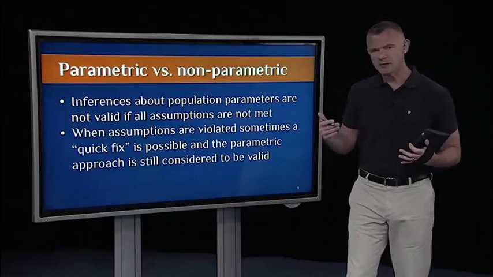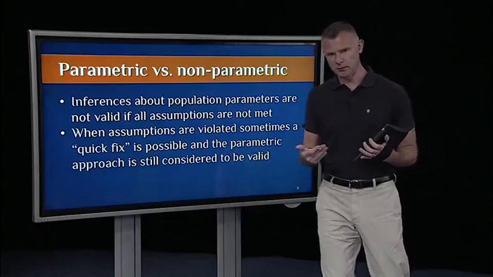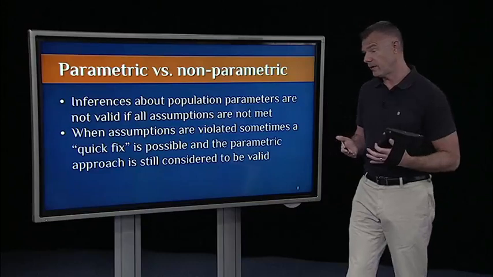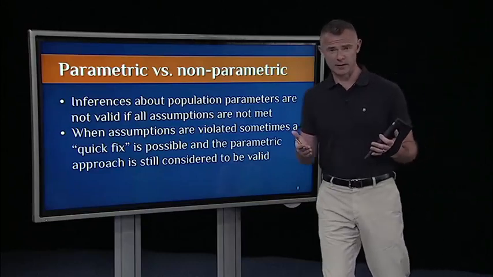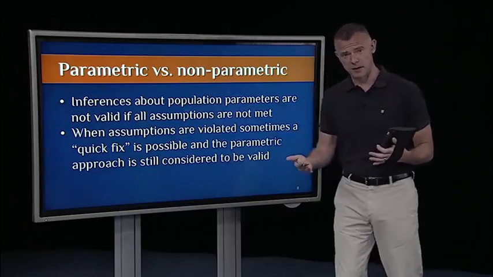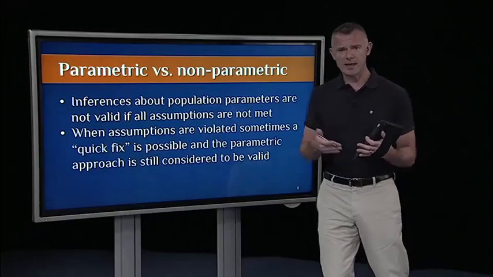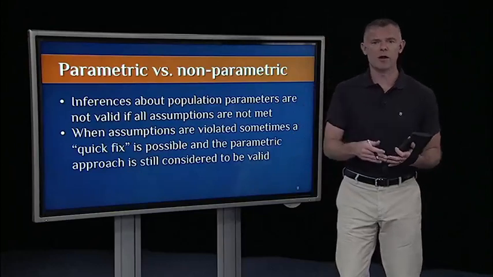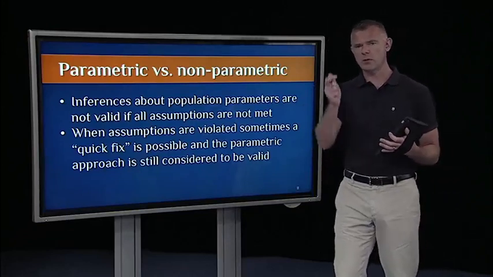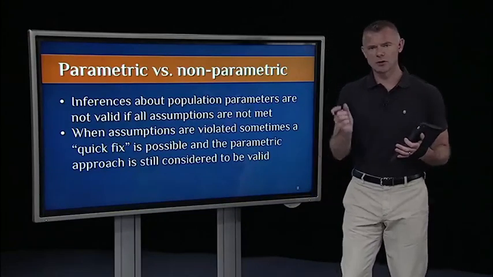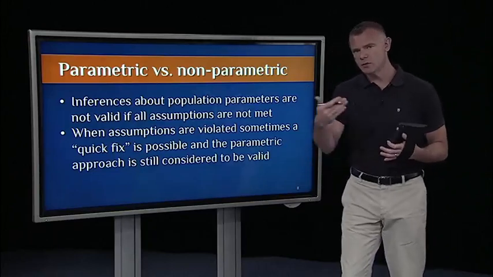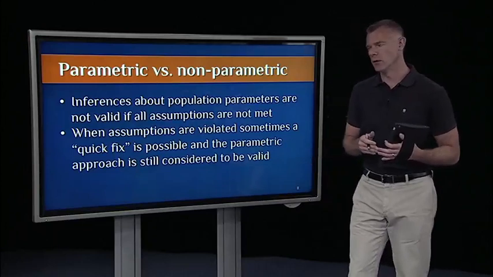And in some cases, a quick fix is possible. So for example, one of the assumptions that we encountered a lot was the homogeneity of variance assumption in independent t-tests or in analysis of variance. In that case, we could often still use the parametric statistic, the t-test or the ANOVA, just by doing a quick fix, by maybe adjusting our degrees of freedom or by using a more restricted error term. And we could just move along and still use the t-test or ANOVA.